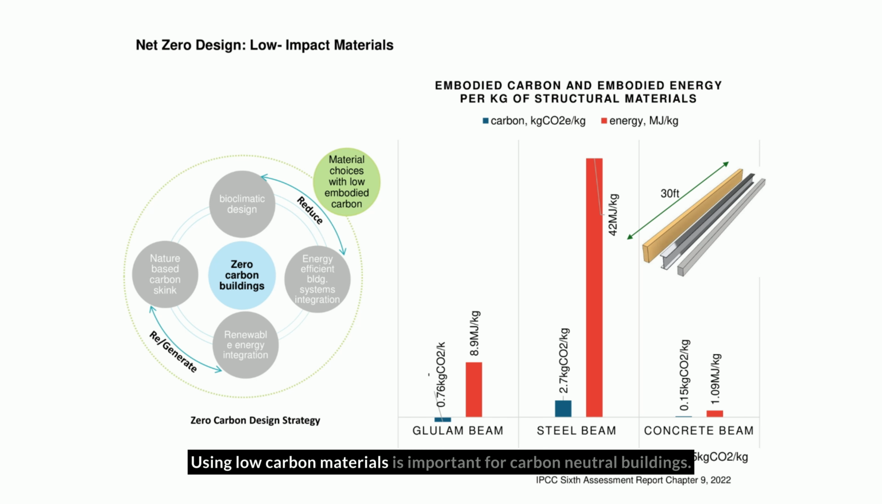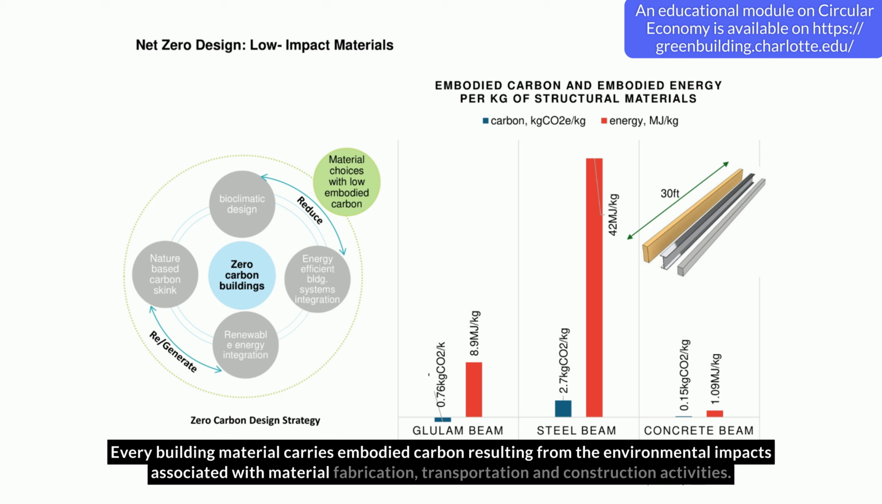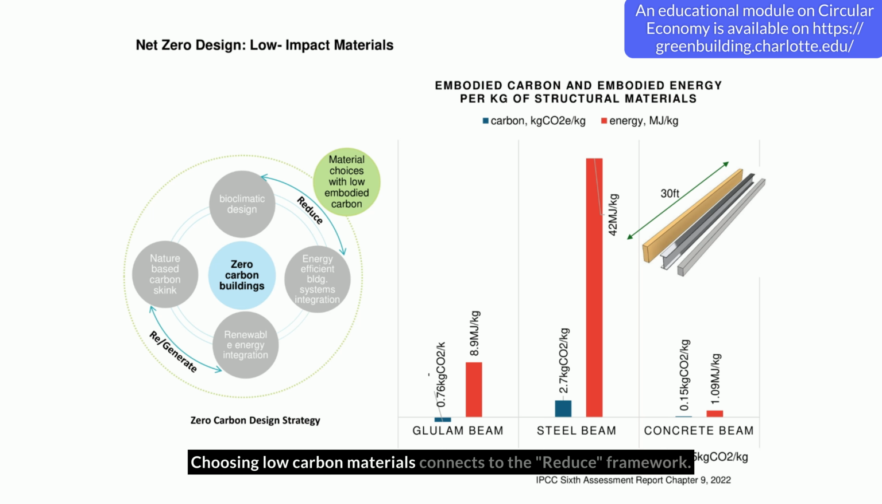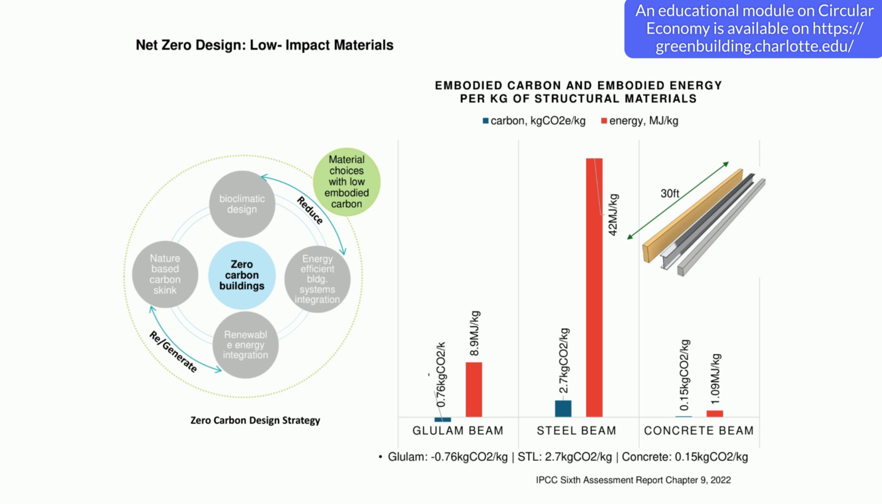Using low-carbon materials is important for carbon-neutral buildings. Every building material carries embodied carbon resulting from the environmental impacts associated with material fabrication, transportation, and construction activities. Choosing low-carbon materials connects to the REDUCE framework. The chart on the right compares the embodied carbon and embodied energy of structural materials for a unit weight kilogram.